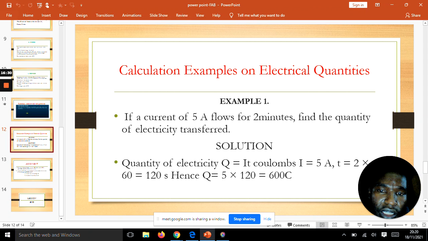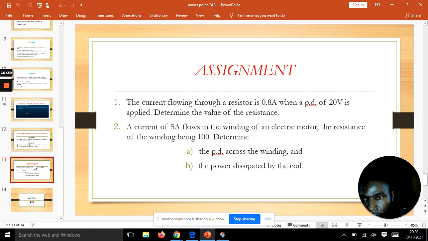Since our time is almost over, let me give you an assignment that you are going to go through, and we shall look at it during our next class. Let me give you 2 minutes to write down the assignment. Kindly write down the assignment as it is displayed on the notice.